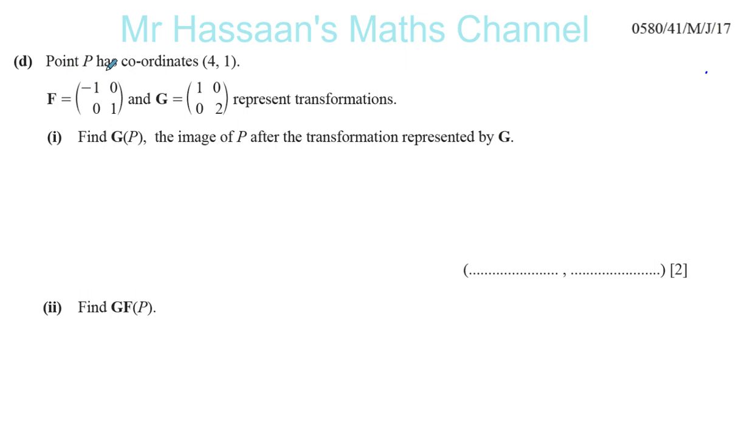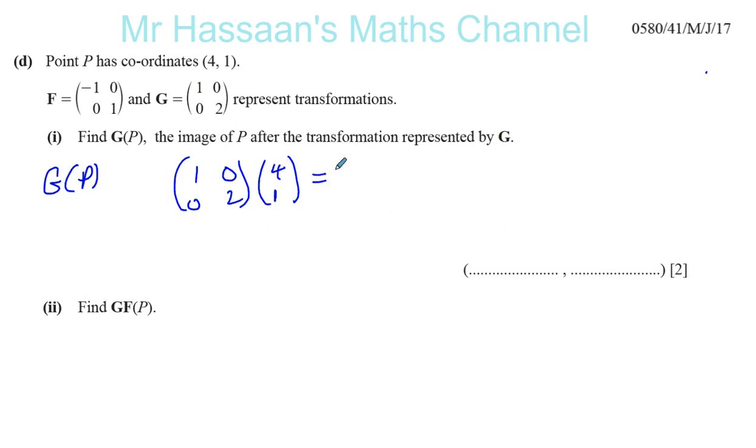But anyway, point P has coordinates 4, 1. F and G represent transformation matrices basically. Find GP, the image of P after the transformation represented by G. So GP means you have to transform this object, which is the coordinates of 1 point, by the transformation matrix G. So you're going to write down the matrix G. Always write down the transformation matrix first. Then you write down the point that is being transformed, and you write it down in matrix form, not in coordinate form. Now in matrix form, the x coordinates go on the top and the y coordinates go underneath.